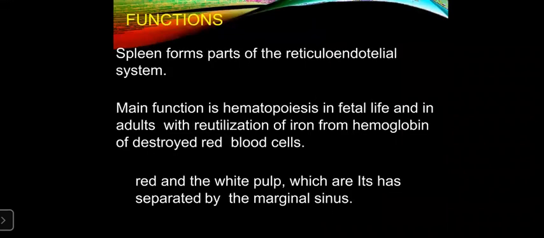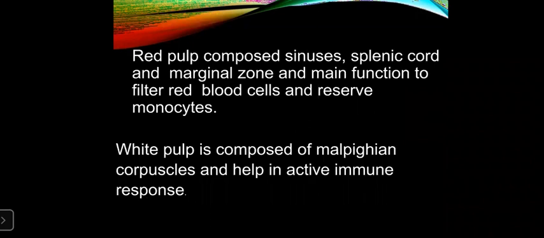The spleen forms part of the reticuloendothelial system. The main functions are hematopoiesis in fetal life, and in adults, utilization of the iron from the hemoglobin of destroyed red blood cells. There are red and white pulp, which are separated by marginal sinuses. The red pulp is composed of sinuses, splenic cords, and the marginal zone, and its main function is to filter red blood cells and receive monocytes. The white pulp is composed of the Malpighian corpuscles and helps in the active immune response.